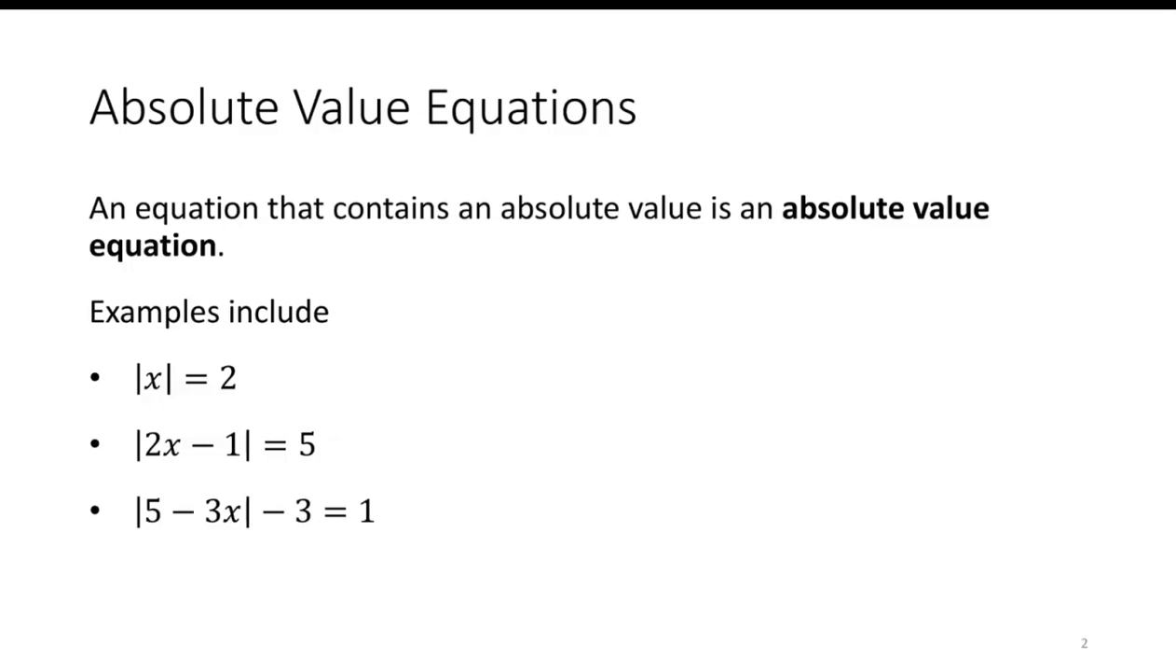An equation that contains an absolute value is an absolute value equation. So some examples include the absolute value of x is equal to 2, the absolute value of 2x minus 1 equal to 5. Another example, the absolute value of 5 minus 3x minus 3 equal to 1. Those are all examples of absolute value equations.